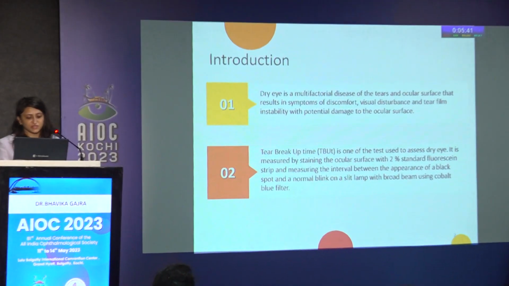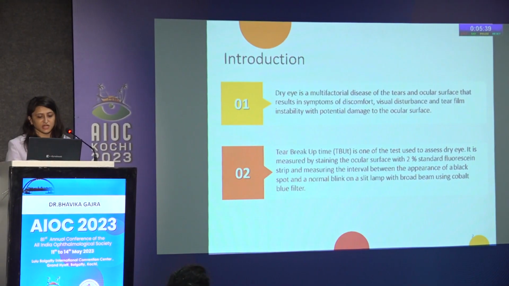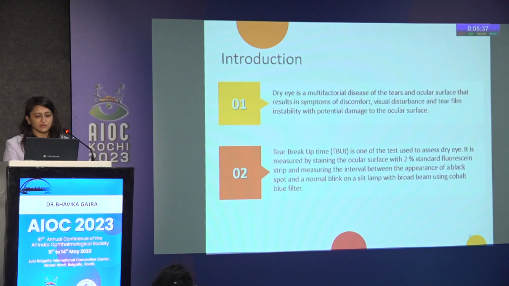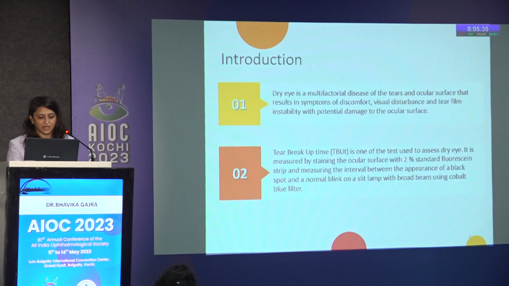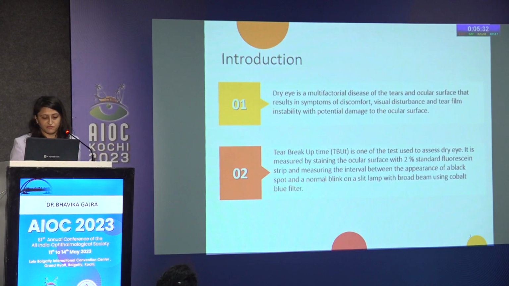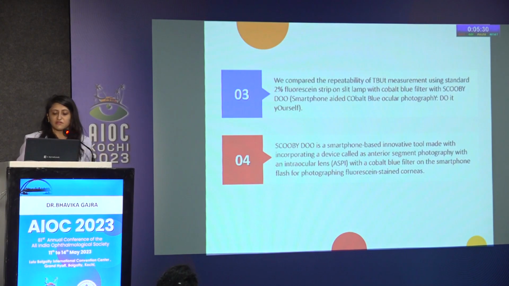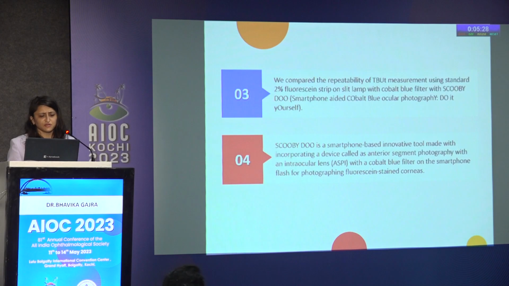It is measured by staining the ocular surface with 2% standard fluorescein and measuring the interval between a normal blink and the first appearing black spot using a slit lamp with cobalt blue filter. We compare the repeatability of TBUt measurement using a standard 2% fluorescein strip on slit lamp with cobalt blue filter versus SCOOBY, which stands for Smartphone Aided Cobalt Blue Ocular Photography Do It Yourself.